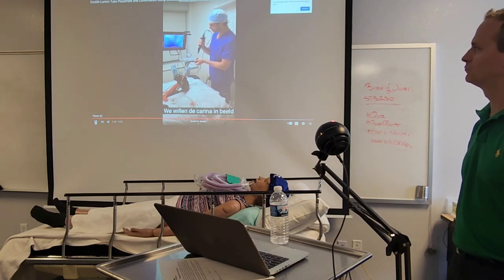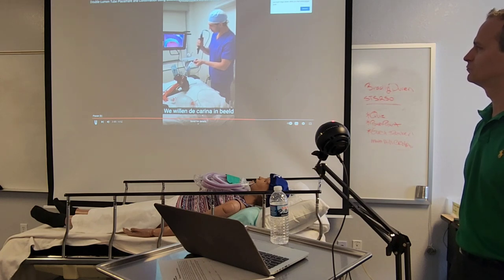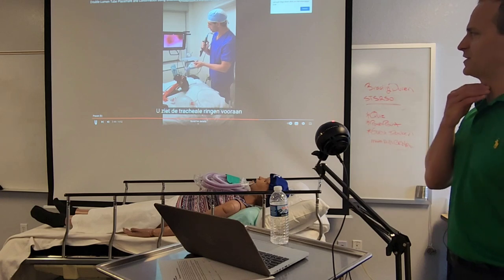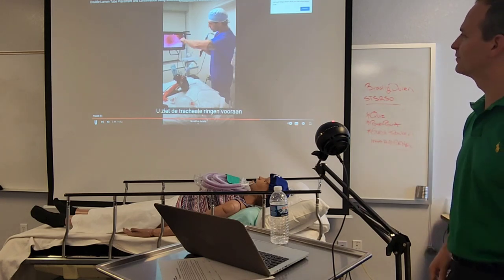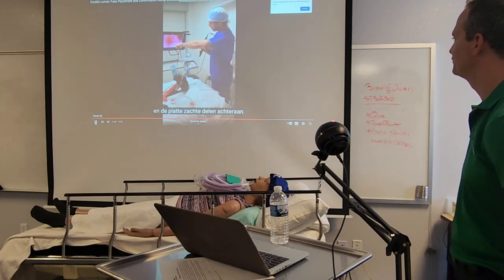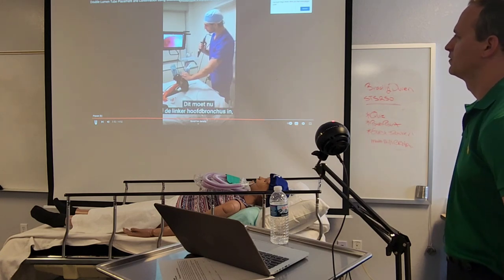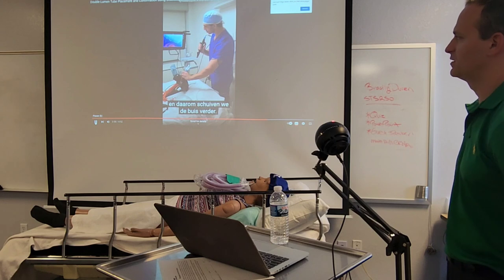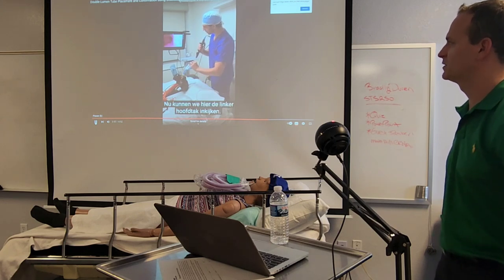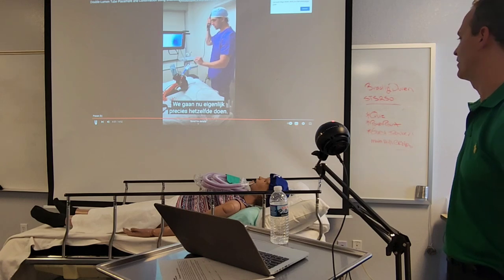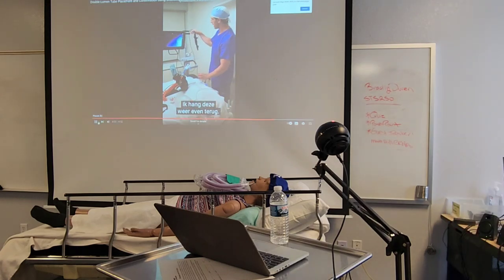And the goal is we need to see the carina. And boom, there it is. So that's where the trachea splits into left and right, the left and right lung. This needs to go into the left main bronchus. So he's advancing the tube right here, just so it goes into the left bronchus. Right here, left bronchus. All right, so you can end it there if you want.